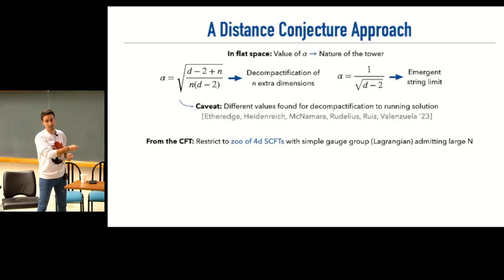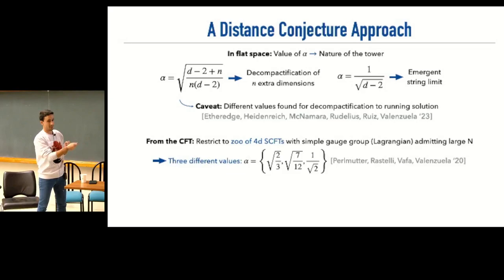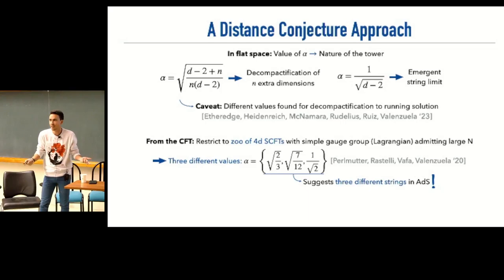Then, in this paper, it was already computed that you get three values of alpha. This, on one hand, is surprising, and on the other hand, is also surprising. In the CFT, it's surprising because you have really a lot of operators, and still the ones that appear are only three values. From the string side, it's maybe even more surprising because if I take this philosophy, this suggests having three different strings, unless the philosophy is wrong.